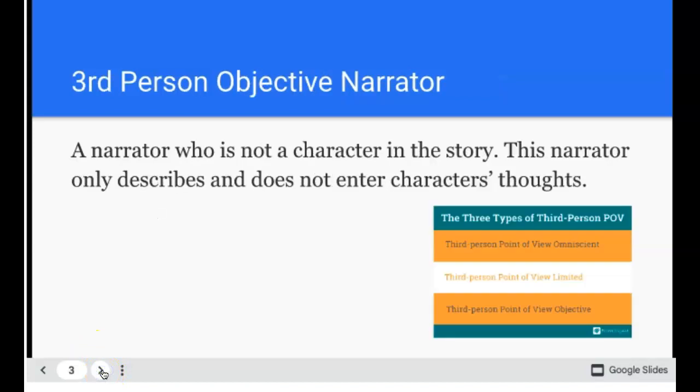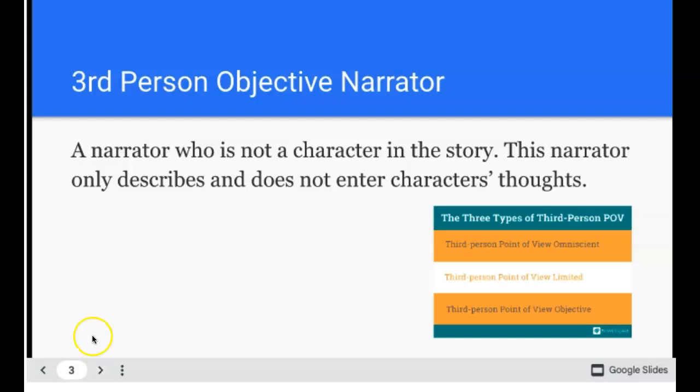The more common type is the different kinds of third-person narrators, okay? So we have a third-person objective narrator. All third-person narrators are not characters in the story, so they're outside observers. But the objective narrator is a narrator that only describes and does not enter the character's thoughts, okay?